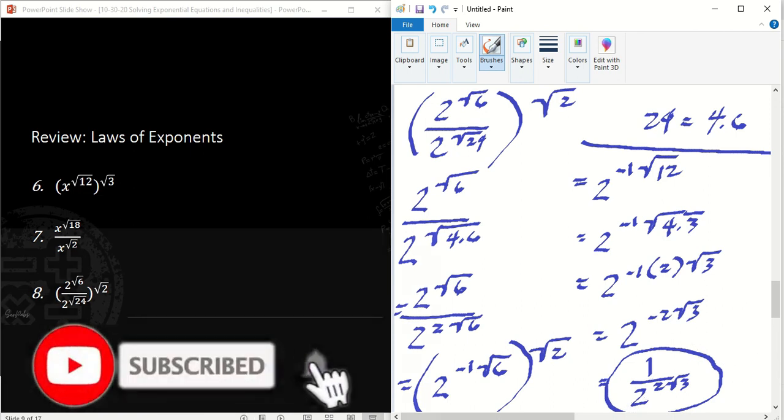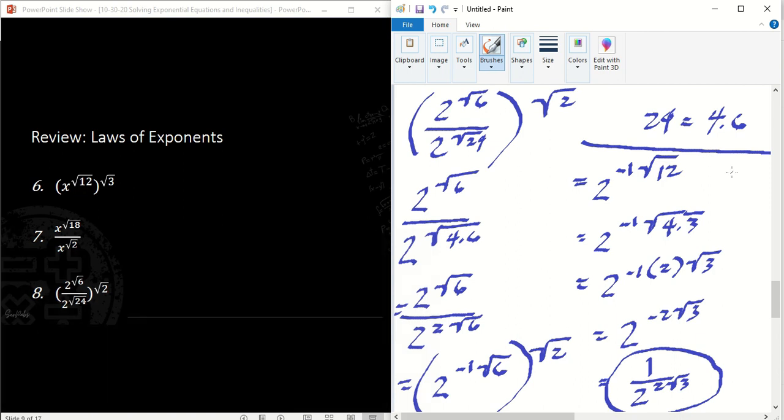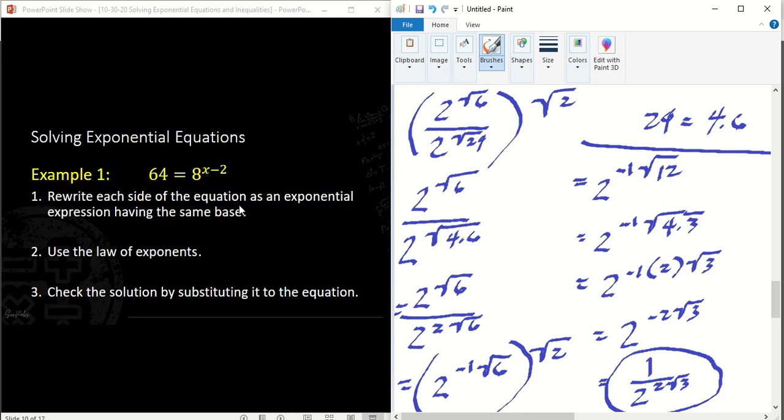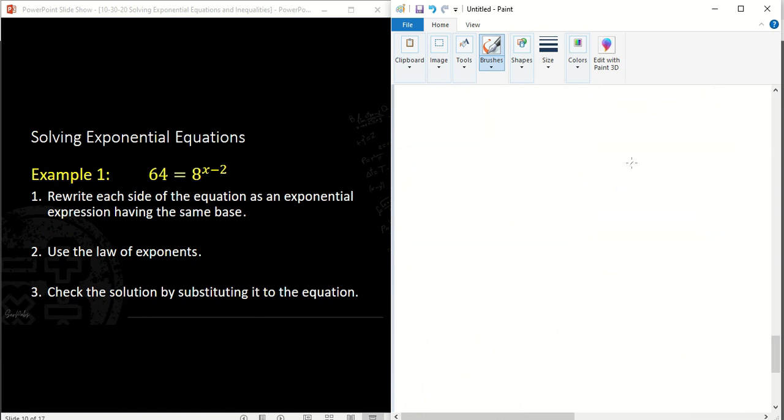For example 8. Okay, so yun ang sagot natin kay example number 8. Okay, gagamitin natin yung mga exponents. Ayan, so gagamitin natin yan in solving exponential equations. So, dito tayo ngayon, solving exponential equations. Okay, so example 1, we have 64 equals 8 to the x minus 2 exponent.